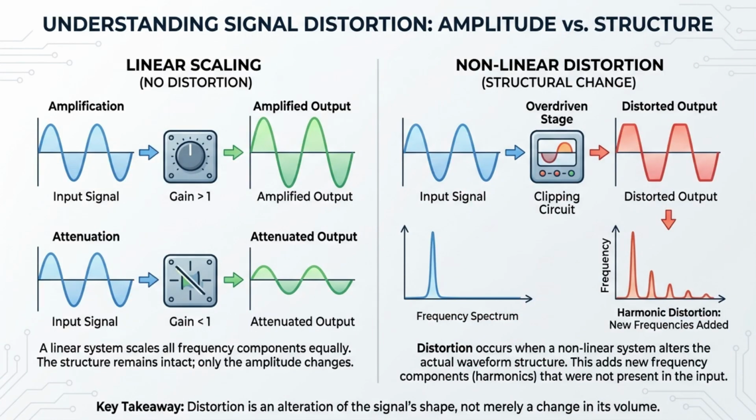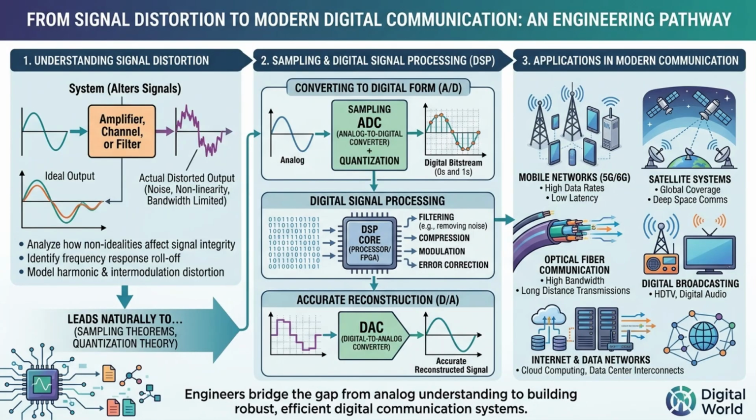A common mistake is assuming that any change in signal amplitude constitutes distortion. In reality, a signal can be amplified or attenuated without being distorted, provided all frequency components are affected equally. Distortion occurs when the signal structure itself is altered. The study of distortion naturally leads to sampling and digital signal processing concepts. Once engineers understand how systems can alter signals, they can explore how signals are converted into digital form and reconstructed accurately for modern communication applications.